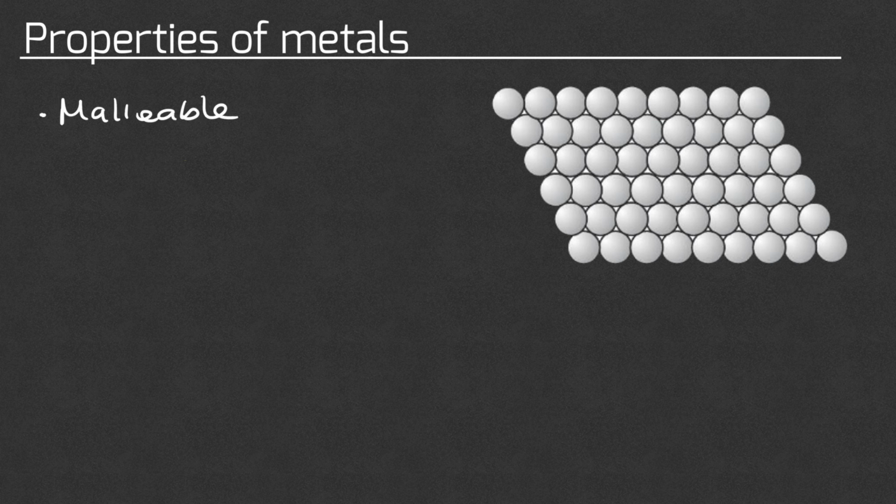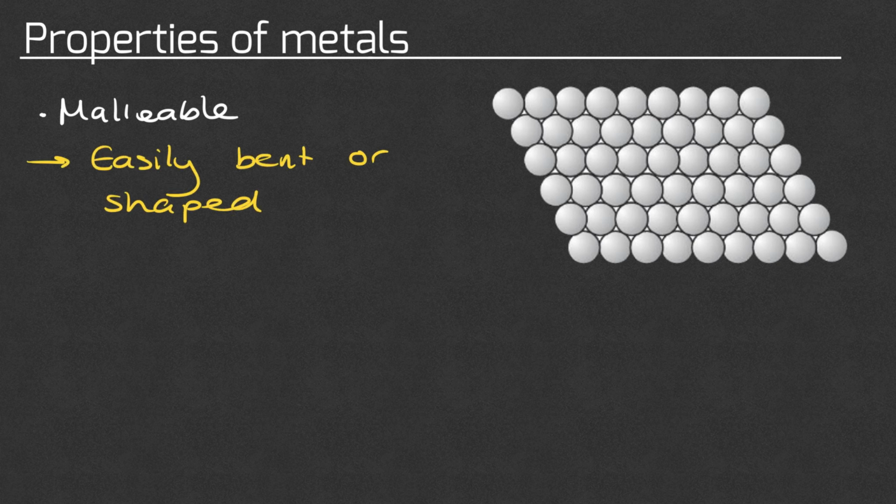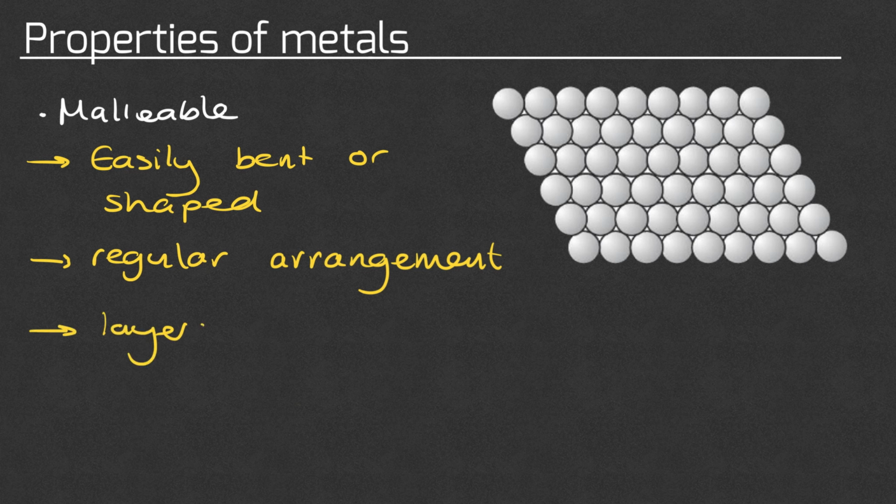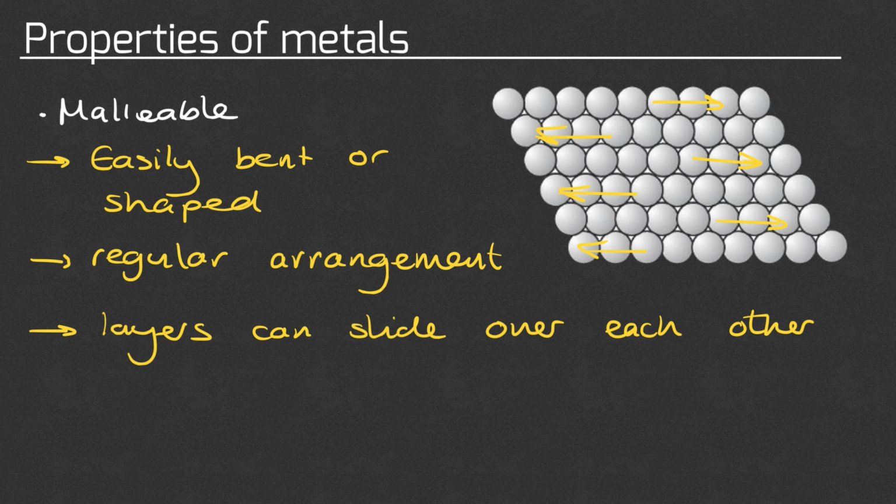Metals are also malleable. This means that they can be easily bent or shaped. Metals are malleable because they have a regular arrangement, which means they're in neat rows or layers, and these layers can slide over each other. So as the layers slide over each other, that allows the metal to be bent or reshaped.